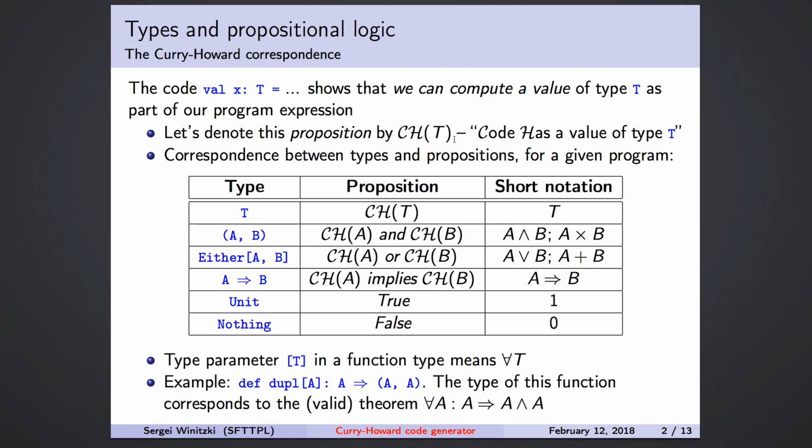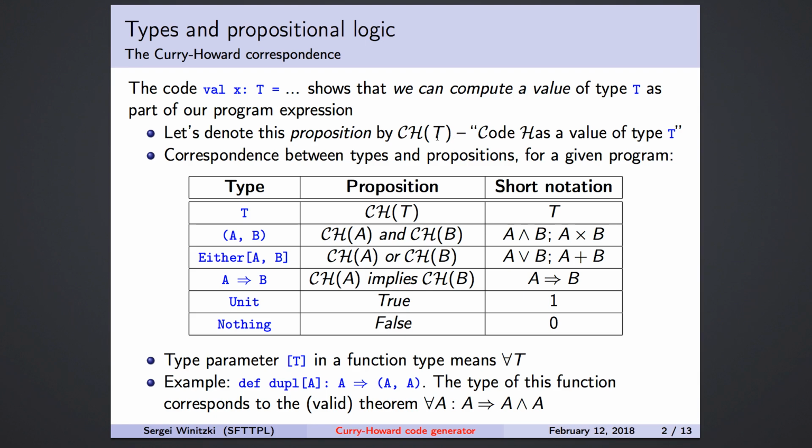Now this proposition could be true or false for a given program and for a given type t, because your program might not be able to compute values of certain types, because those need some other values of some other types and the program doesn't get them. So this could be true or false. Now, the Curry-Howard correspondence is this correspondence between types and propositions. So types such as integer, float, array of integer, and other types like this correspond to propositions: code has a value of this type. Now, these propositions could be true or false for a given type and for a given program.